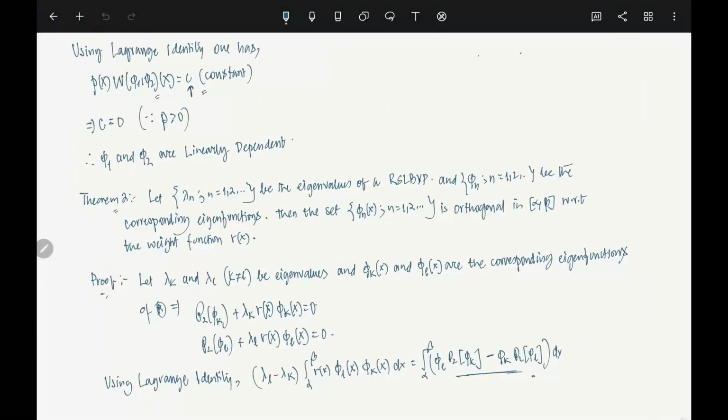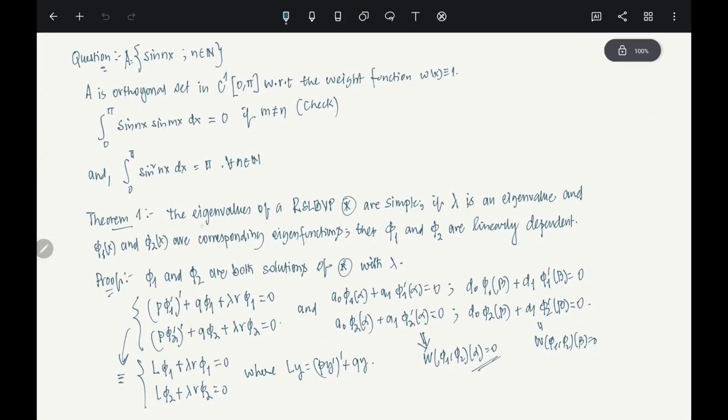So what did we prove? First of all, how do you produce an orthogonal set of functions? You just look at the eigenvalues and corresponding eigenfunctions. The eigenfunctions of our regular Sturm-Liouville boundary value problems are going to be orthogonal. And also, what did we prove? We also showed that the eigenvalues corresponding to regular Sturm-Liouville boundary value problems are simple. Is it okay?